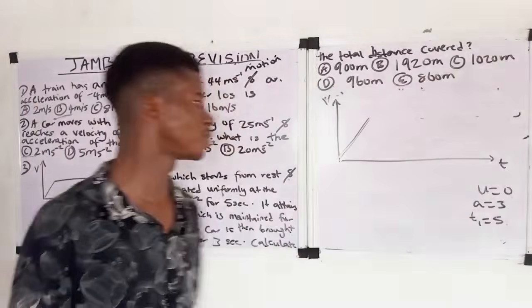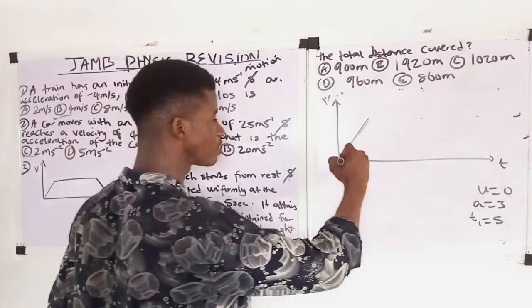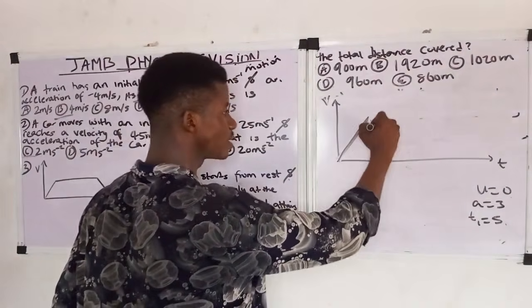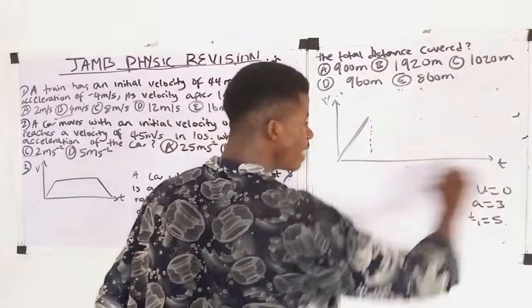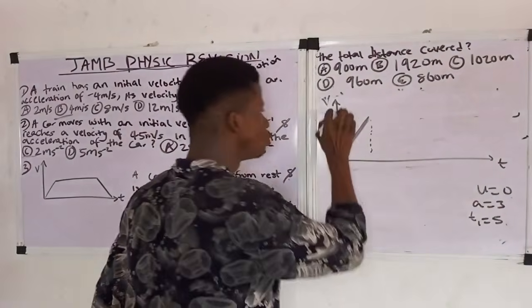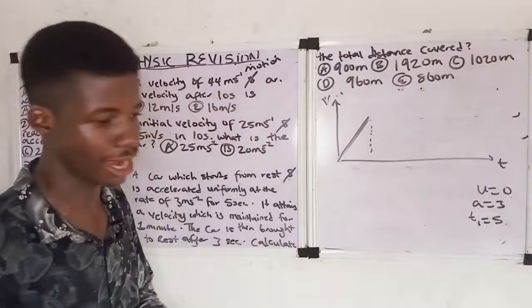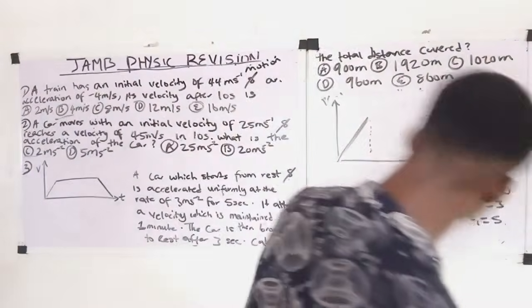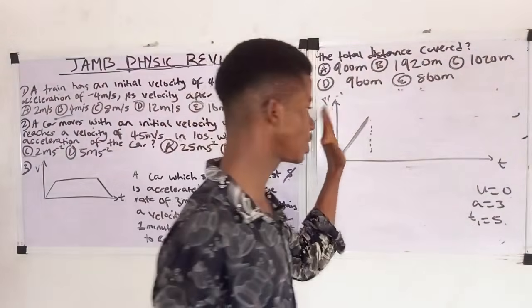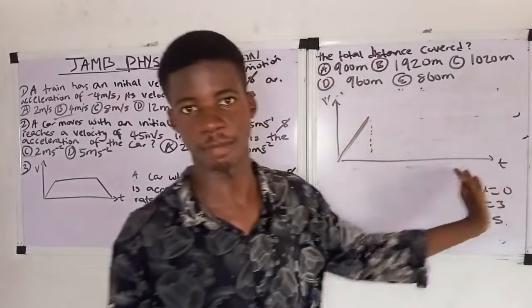For 5 seconds, right? So generally the object accelerated for how many seconds? The time, remember, everything under here will be for time. Everything here will be for velocity, right? So take note. The values here will be for velocity. The values here will be for time, right? Look at it.